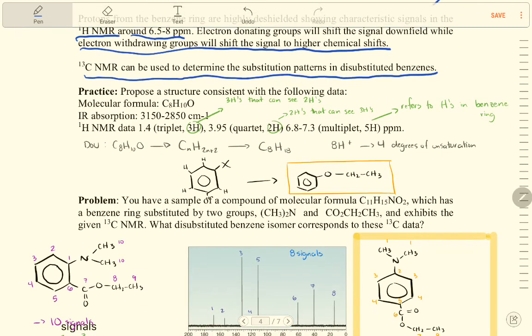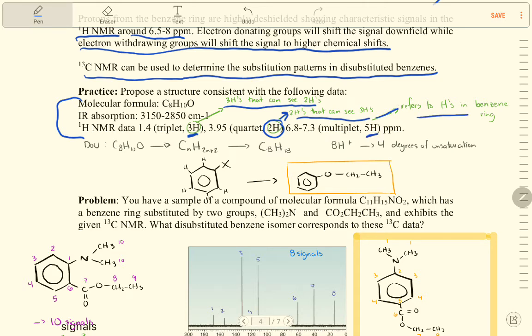So when you practice, the formula. So here you can see, propose a structure consistent with this data. Molecular formula given, IR absorption, and H NMR data is given. So whenever in H NMR 3H, you can see 3H can see 2 H's. This is 2 H's. 2 H's can see 3 H's. So this refers to H in the benzene ring.